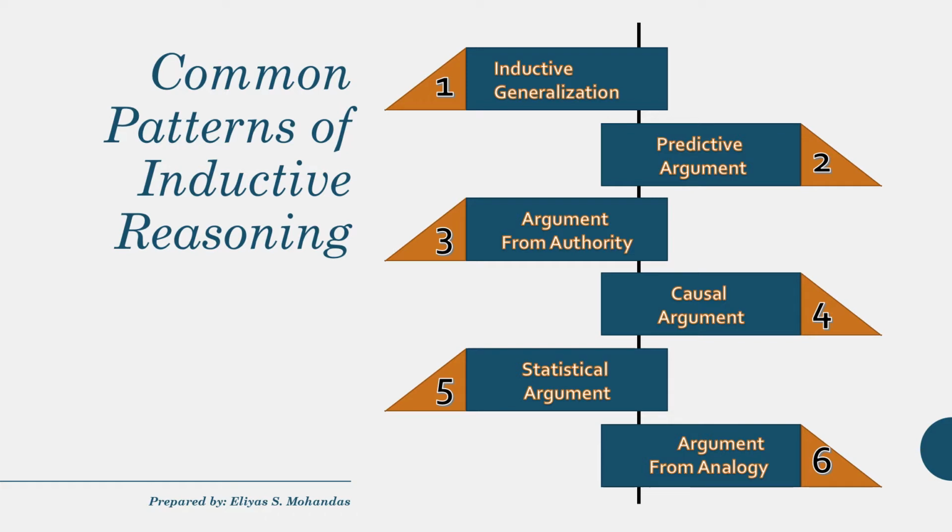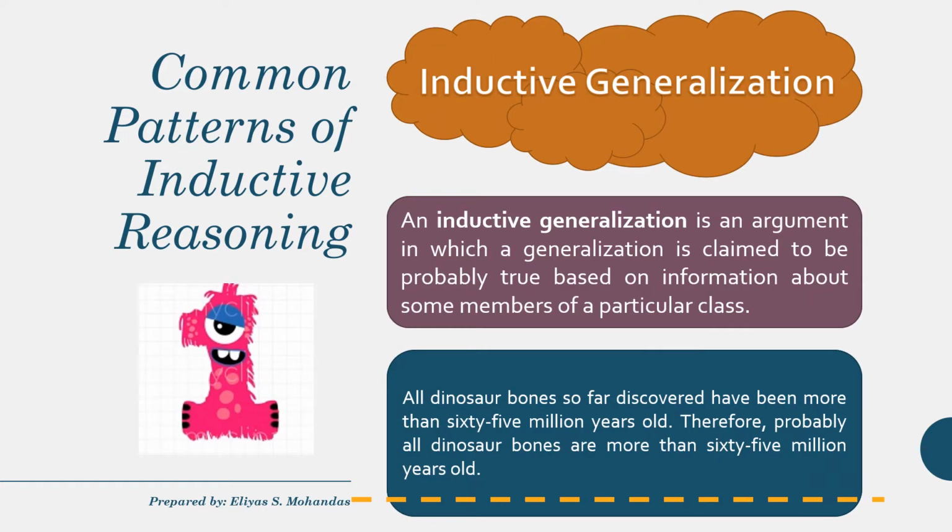Common patterns basically act as the clues or indicators on how for us to decide whether an argument is inductive or deductive. There are 6 common patterns, and they are inductive generalization, predictive argument, argument from authority, causal argument, statistical argument, and argument from analogy. Now let us begin with the first common pattern, and that is inductive generalization.